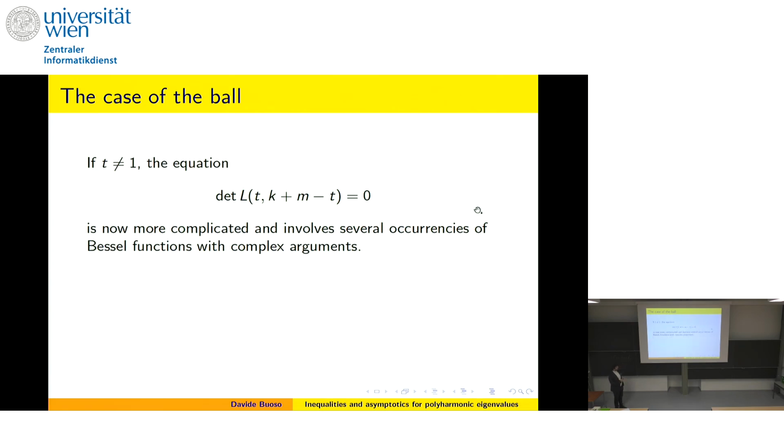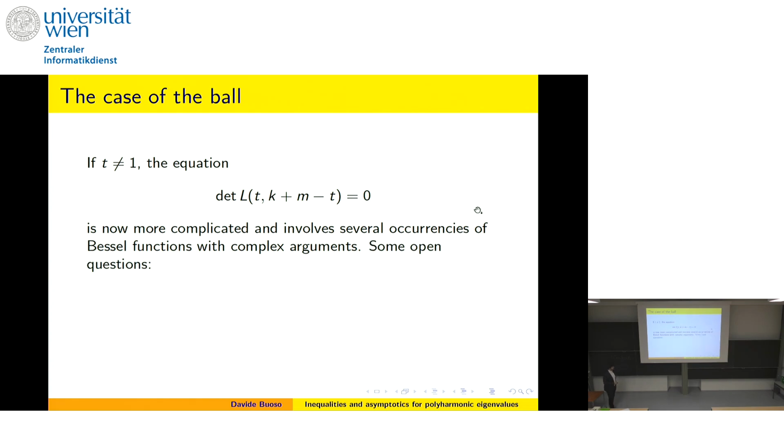But when t is different from 1, not so much is known. When t is equal to 2, meaning that there is a bi-Laplacian involved, something can still be said using Bessel functions, because the relation is not straightforward, but almost straightforward. But already when t is equal to 3, you cannot avoid complex arguments, and nothing is known.